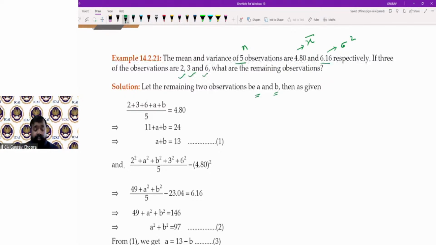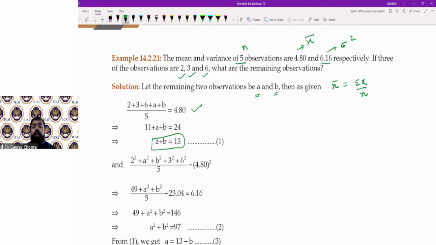Since the mean is given, we can apply the formula for mean. So we apply x bar equal to sigma x upon n. Add all the observations and divide by the number of observations. So 2 plus 3 plus 6 plus A plus B, divide by the number of observations, which is 5, and then it is equal to the given mean, which is 4.8. On simplifying this, we get the equation A plus B is equal to 13. This is the first equation.